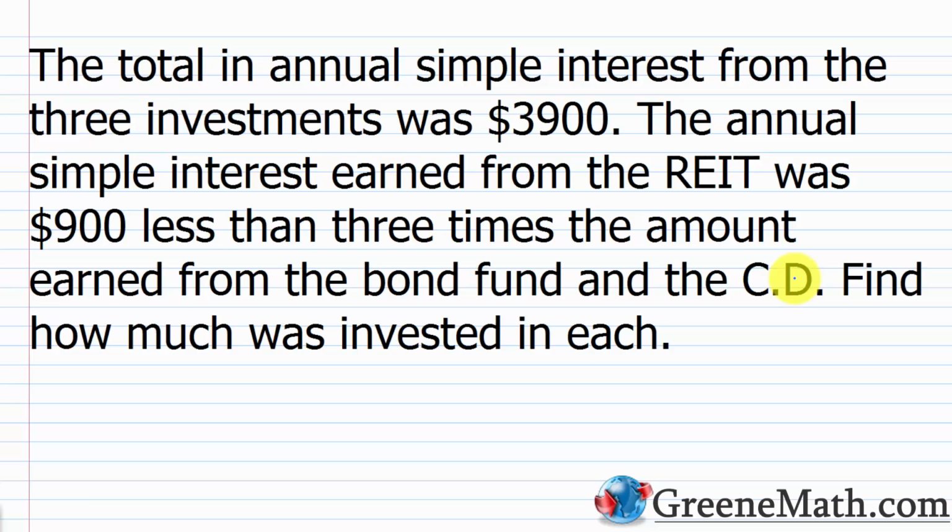So this is kind of a long problem with a lot of information. And when that happens, you tend to get lost in the mix. I just want you to focus on one thing at a time. So the first thing is, what are we asked to find? We're asked to find how much was invested in each. There are 3 things here. There's a REIT, there's a CD, and there's a bond fund. And we're not given any information as far as how much was invested in each one, so we could use a variable to represent each amount.